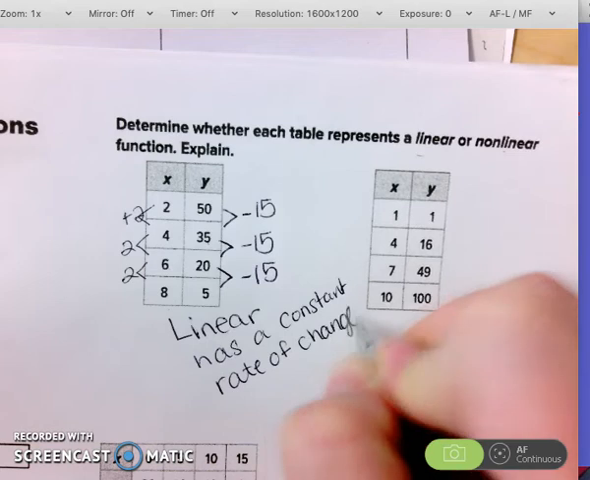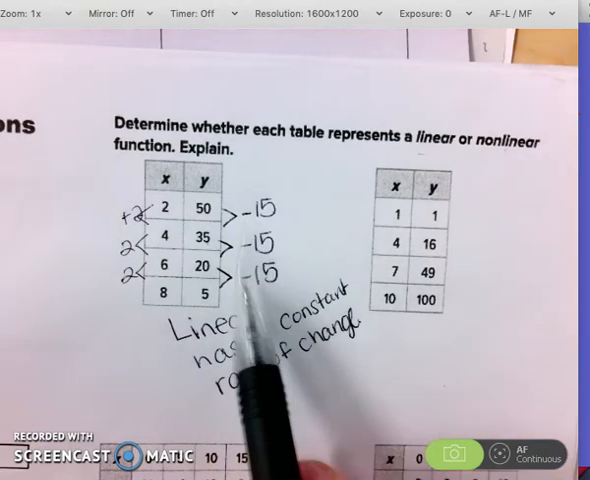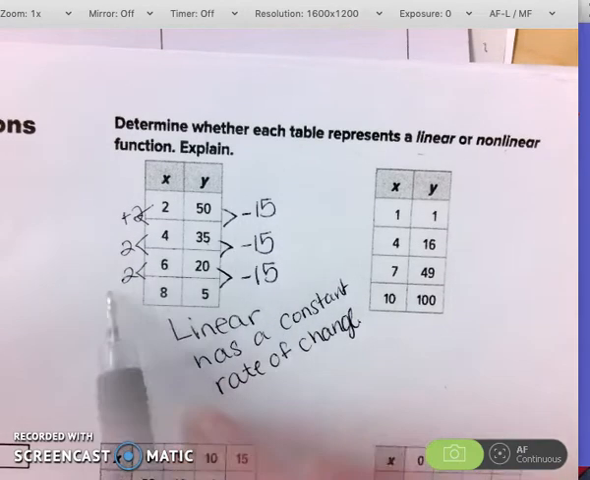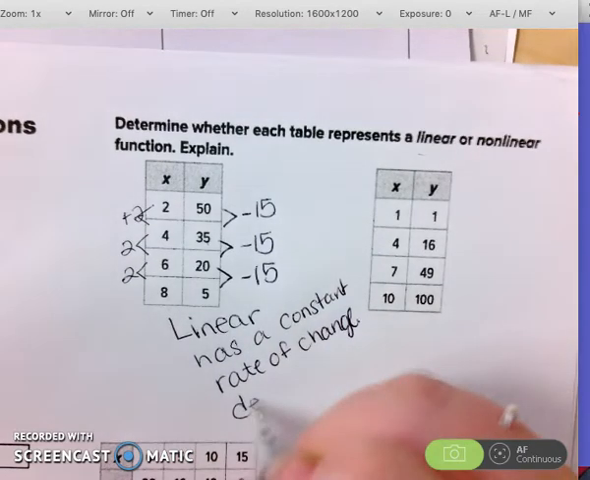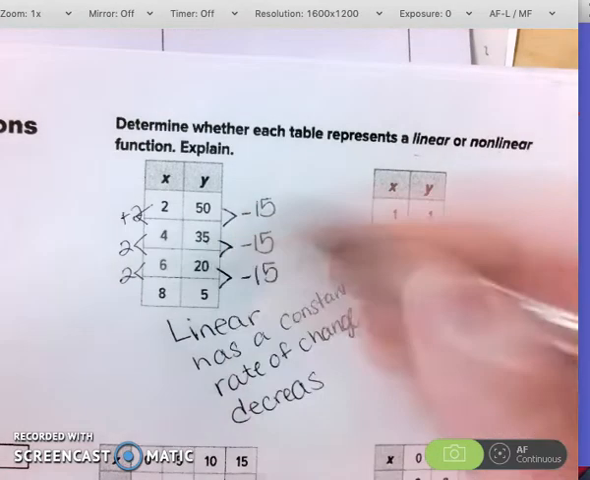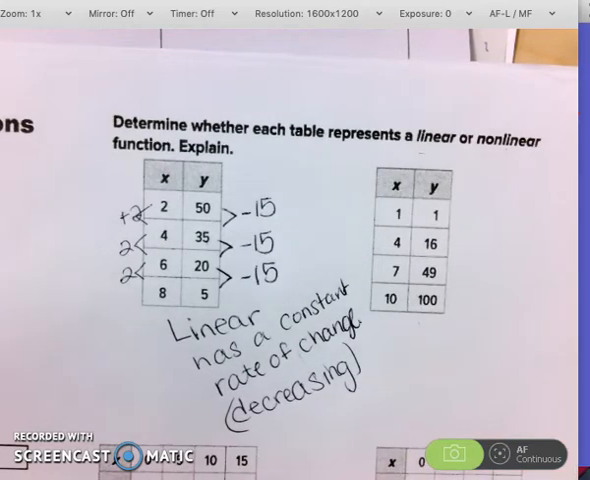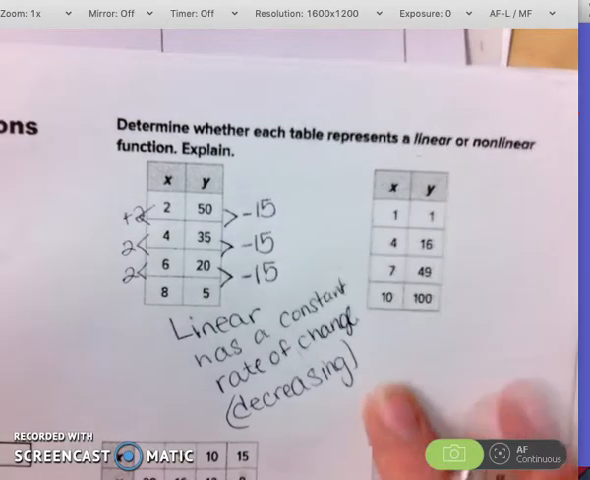And then, if it's decreasing or increasing, remember, one is going down, one is going up, so it's going to be a decreasing. If these are different, one positive and one negative, it's going to be a decreasing rate of change. Decreasing. Okay, so let's go over to here.